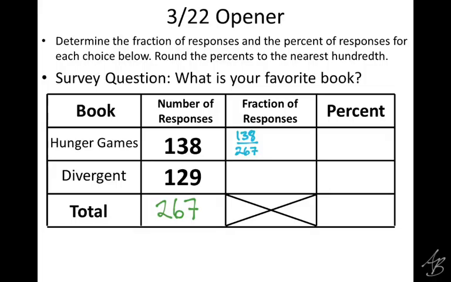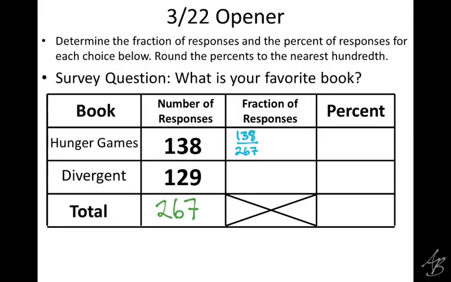Now, I'm going to tell you something here. This can actually reduce, but they're kind of big numbers, and we wouldn't expect you to see it. But we can reduce both of these by 3. So you could reduce it by 3. We're not going to make you do that. We'll let you know if you need to reduce the fractions or not. It's okay to leave it like this, though. So we get 138 over 267 there.